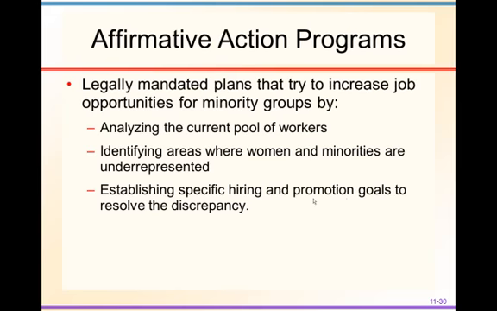When we talk about affirmative action programs, these are legally mandated plans that try to increase job opportunities for minority groups. They analyze the current pool of workers, identify areas where women and minorities are underrepresented, and establish specific hiring and promotion goals to resolve the discrepancy. It prohibits organizations from setting hiring quotas that might result in reverse discrimination. So you can't say we need to hire 10 more women, that's a quota. What you need to do with affirmative action is to provide the same opportunity for everybody to be able to interview.